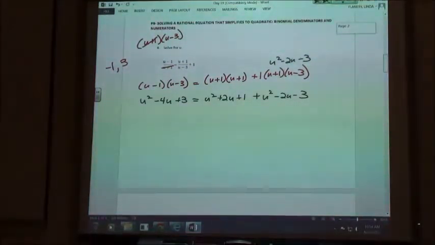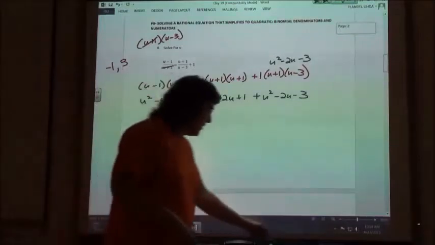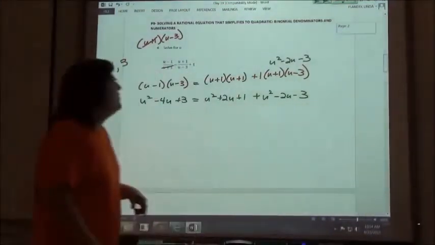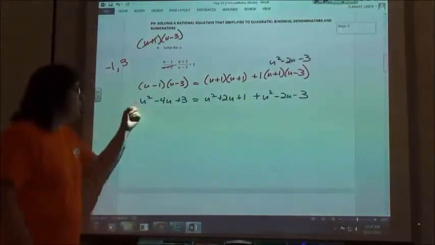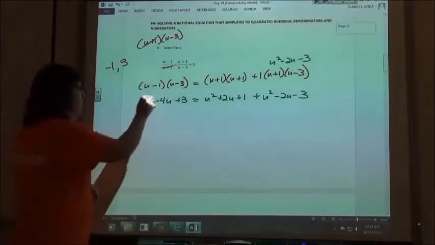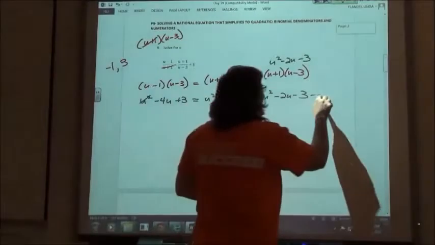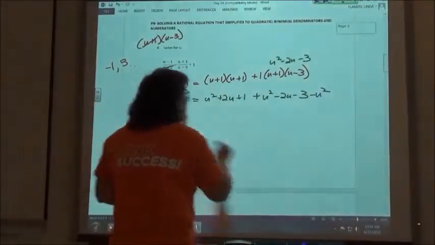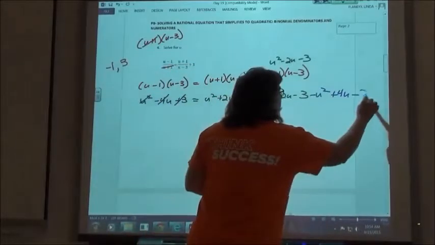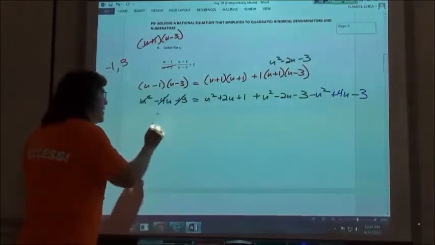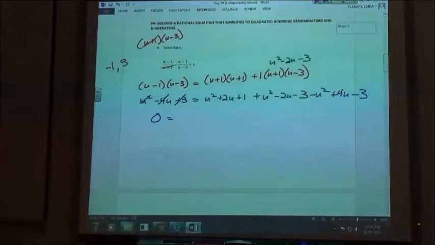So u squared minus 4u plus 3 equals u squared plus 2u plus 1 plus u squared minus 2u minus 3. Again, I know I have to set it equal to 0. Since I have 2u squareds over here and only 1 here, I'm going to move these over. So I'm going to minus my u squared plus my 4u and minus my 3. If you want to combine your like terms first and then move them, that's all right too.